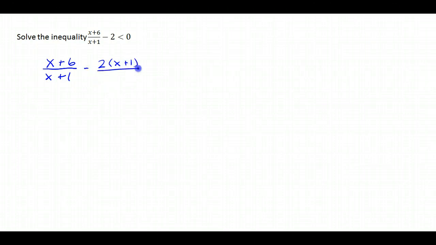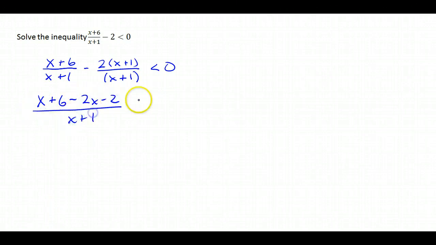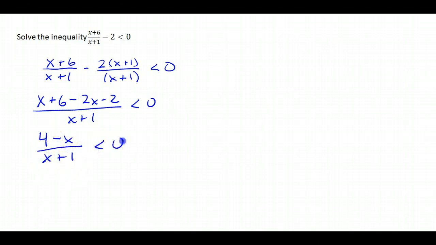You can also do inequalities that have rational expressions. But what you want to do is make sure that it's one fraction, totally factored out. So what I did was I got a common denominator of x plus 1. Now I got x plus 6 minus 2x minus 2, all over x plus 1, less than 0, which means that I have 6 minus 2, which is 4, and x minus 2x, which is negative x, over x plus 1 is less than 0.